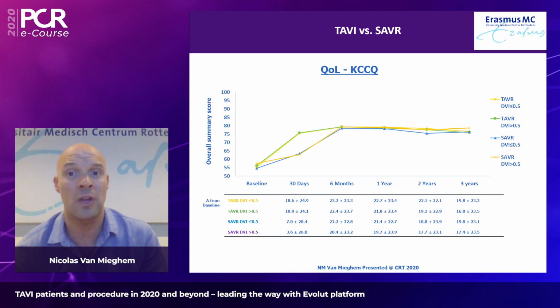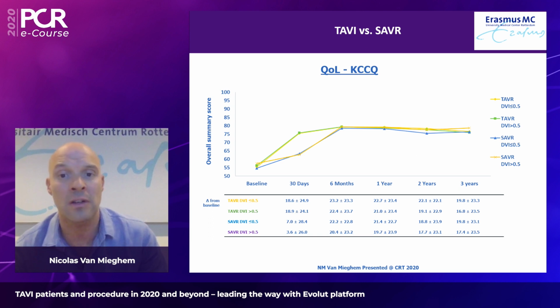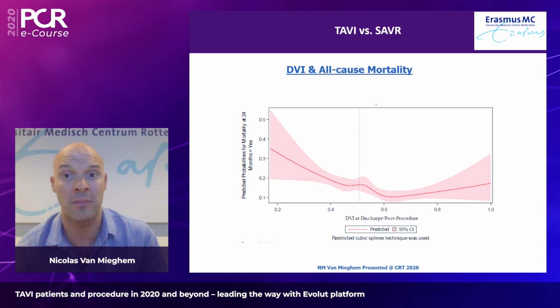But if you look at quality of life, then we know that the quality of life improves faster in the TAVI patients as compared to the surgery patients, regardless of the Doppler velocity index. So no impact there in terms of quality of life improvement. But then if you look at all-cause mortality at 3 years, all of a sudden you see something happening. And in patients with a Doppler velocity below 0.5, there is a clear increase in mortality.